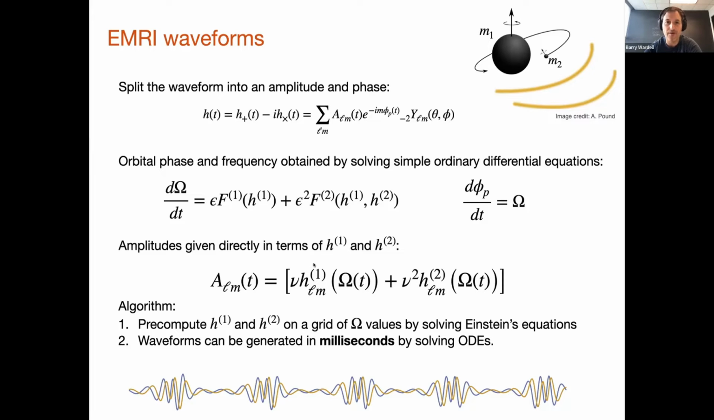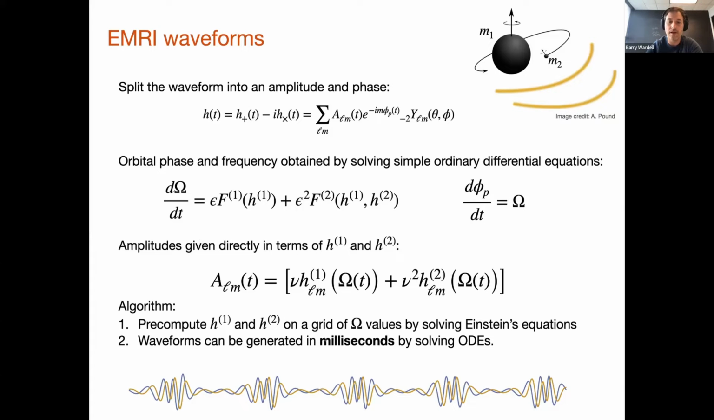So our basic algorithm here is that we pre-compute H1 and H2 on a grid of points. That's a slow process, but we only do it once by solving the Einstein equations. And then once we've built up that data, we can then actually generate new waveforms for any mass ratio in essentially milliseconds by solving this ODE here. So it's actually a very efficient approach once you've done the hard work up front of pre-computing these H1s and H2s as a function of frequency.